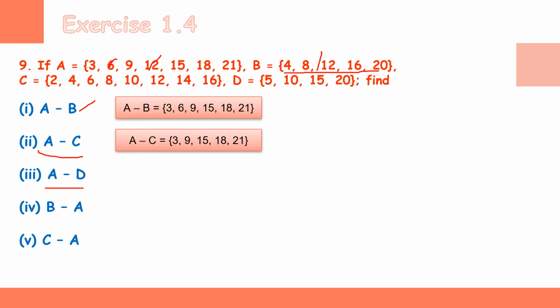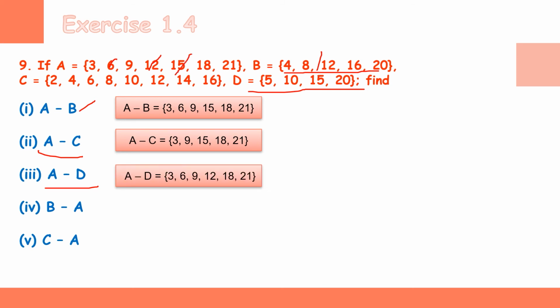Got it? A minus D. A will be your major set now. Just eliminate the elements of D from A. Okay, 5, 10, 15, 20 is there, so 15 alone will not come. All other elements will be there in this answer. 3, 6, 9, 12, 18, 21.